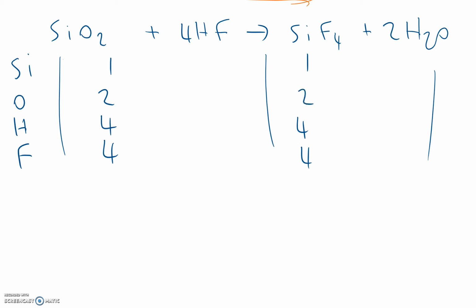So my equation balances. I can add in the states of matter, and that is my balanced equation.